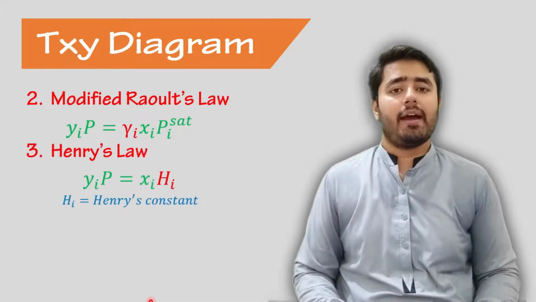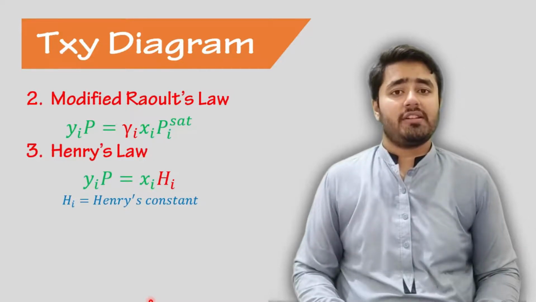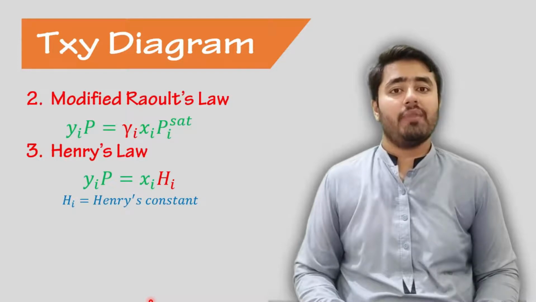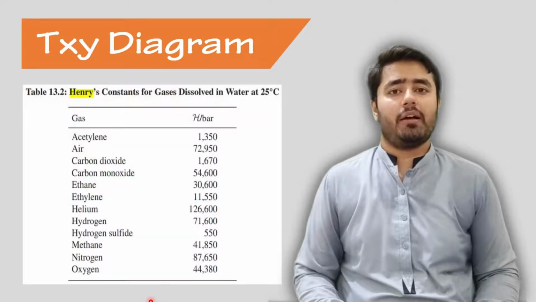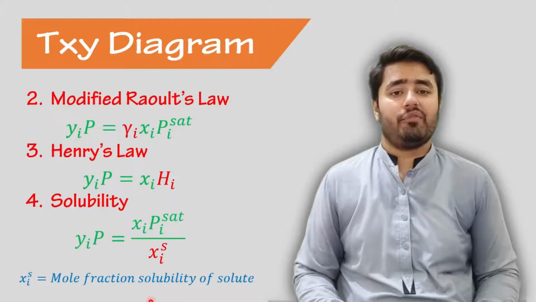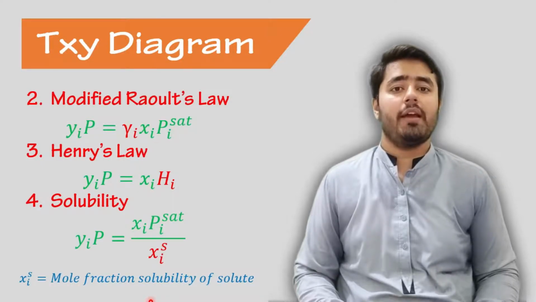The third one is Henry's law. Here the saturation pressure is replaced by Henry's constant. Please keep in mind Henry's law is used for gas-liquid equilibrium while Raoult's law is used for vapor-liquid equilibrium. Gas cannot be condensed while vapor can be condensed. The values of Henry's constant can be obtained from different books, and I have also shown the values of Henry's constant for different components. The fourth one is solubility. Here the product of liquid phase composition and the saturation pressure is divided by the mole fraction solubility of the solute.